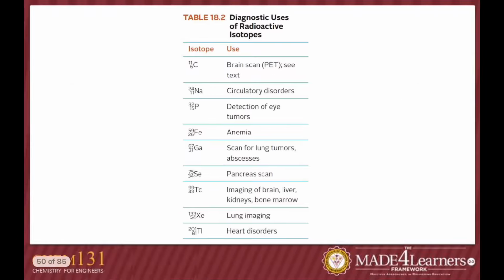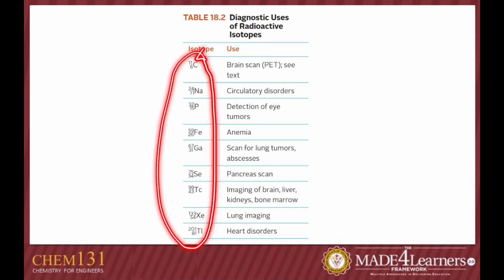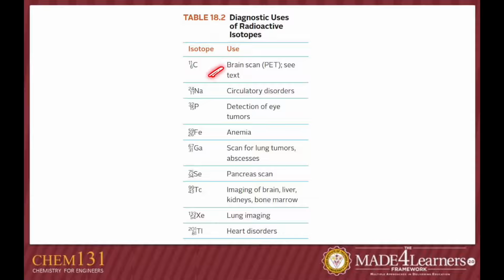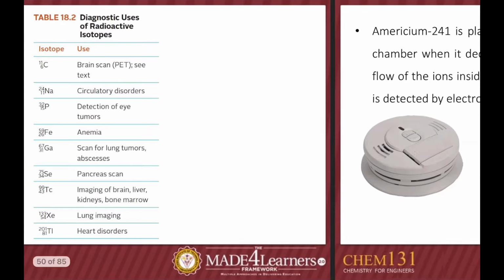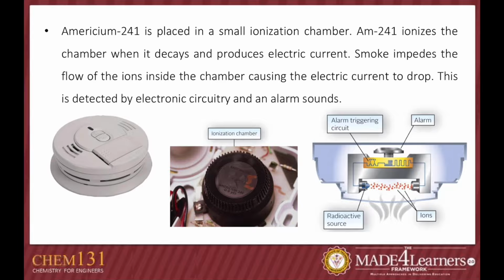These are examples of different isotopes which are used for diagnostic purposes. We have here carbon-11 for brain scan, sodium-24 for circulatory disorders, phosphorus-32 for detection of eye tumors, iron-59 for anemia, gallium-67 for the scan for lung tumors, selenium, no? We have here for pancreas, for imaging of the brain, for lungs, and for heart diseases. There are still a lot more of these. They're actually very useful in the area of medicine.